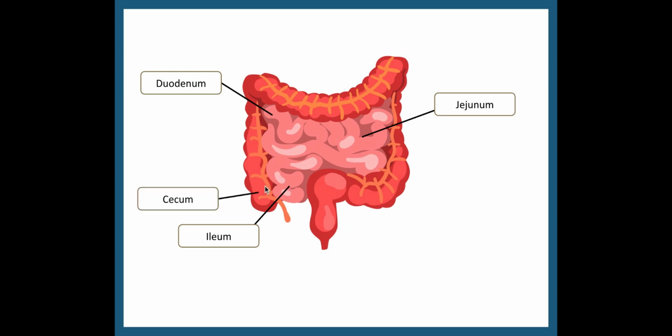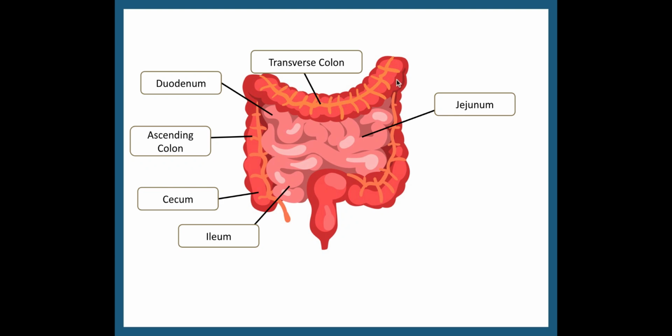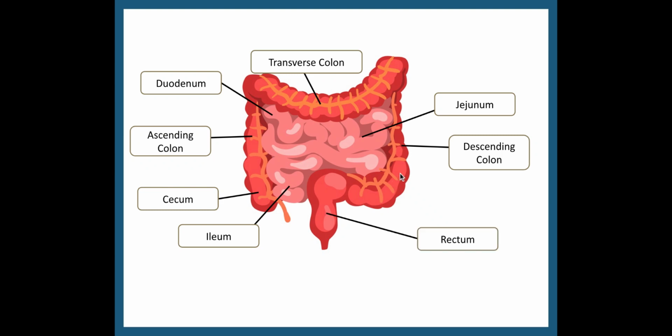For the large intestine, you have the cecum, and then food's going to move up this side. That's the ascending colon. Then it's going to move across the upper part here. That's the transverse colon. And then it's going to move down the descending colon until it ultimately reaches the rectum.